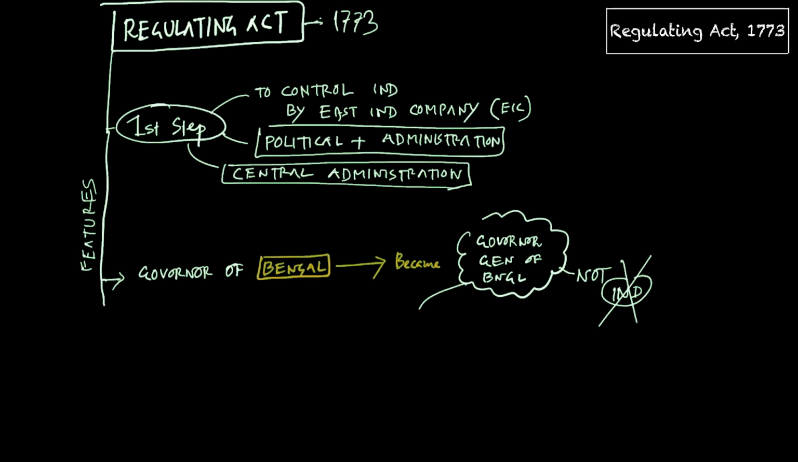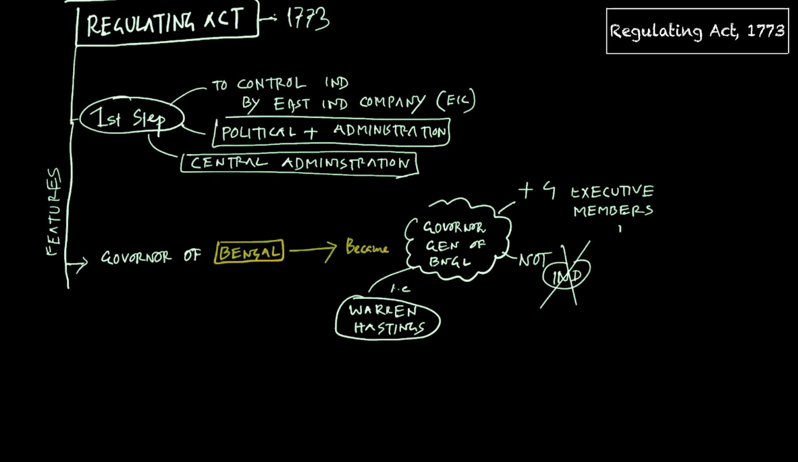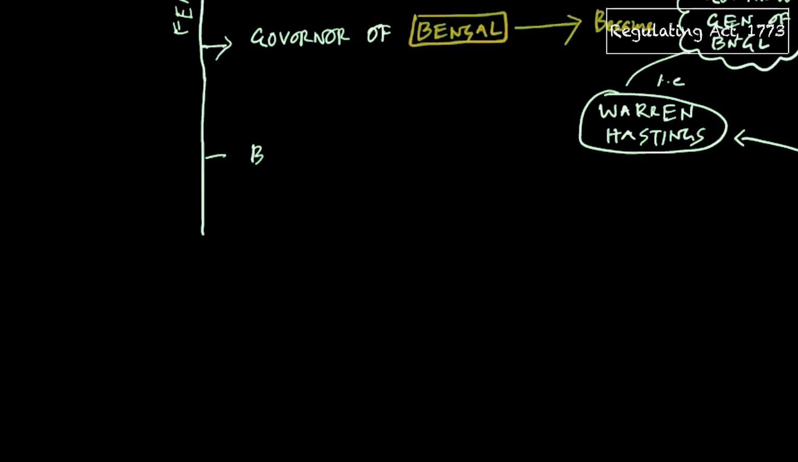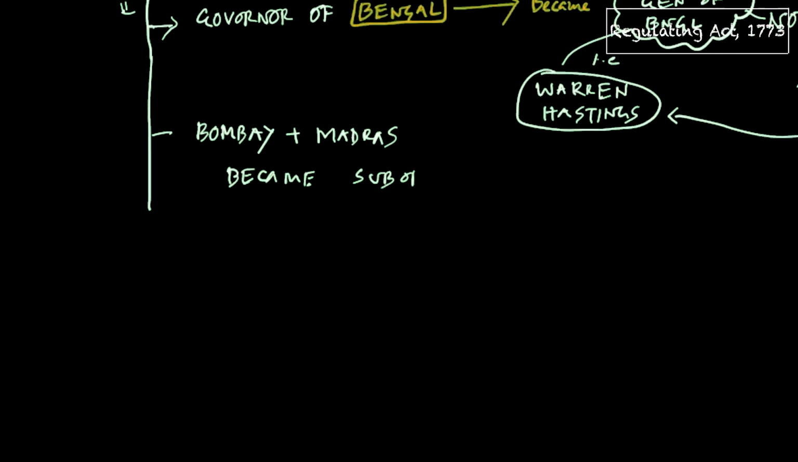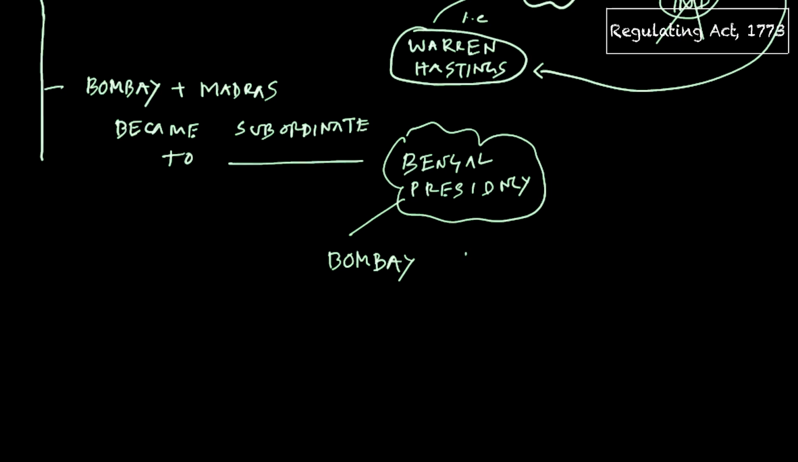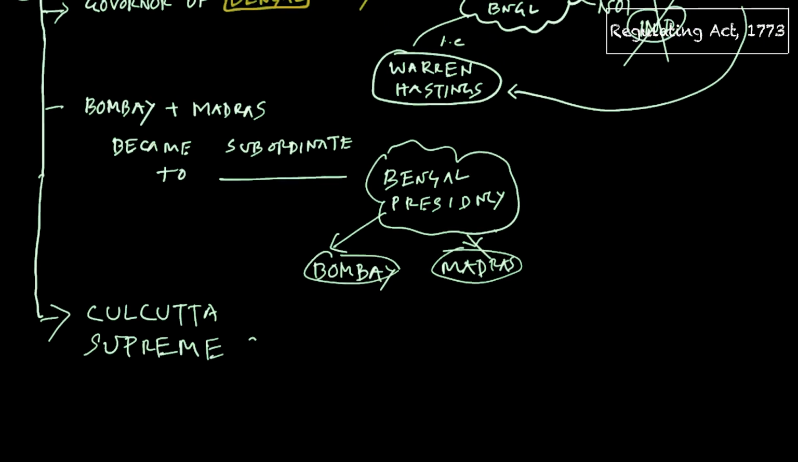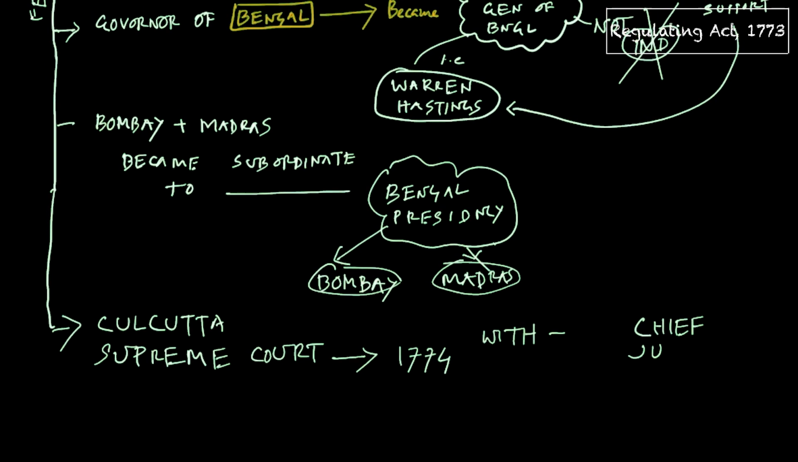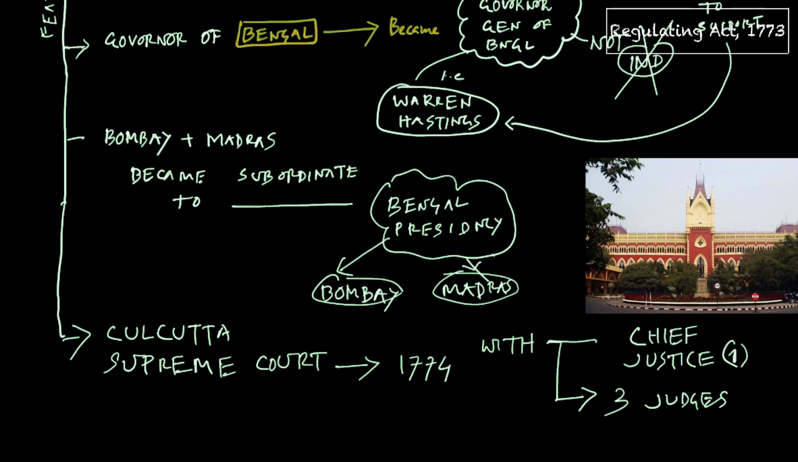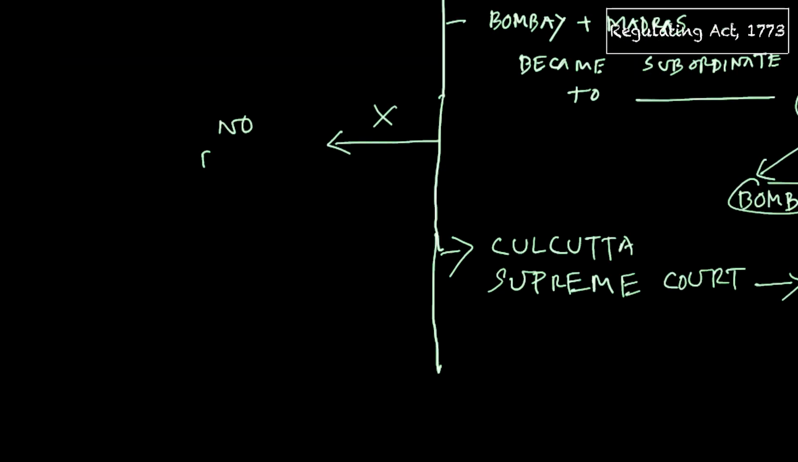For the first time, it designated the Governor of Bengal as the Governor General of Bengal and created an executive council of 4 members to assist him. Lord Warren Hastings became the first Governor General of Bengal. It made the governors of Bombay and Madras presidencies subordinate to the Governor General. Also, it provided for the establishment of the Supreme Court at Calcutta in the year 1774. The court consisted of 1 Chief Justice and 3 other judges.